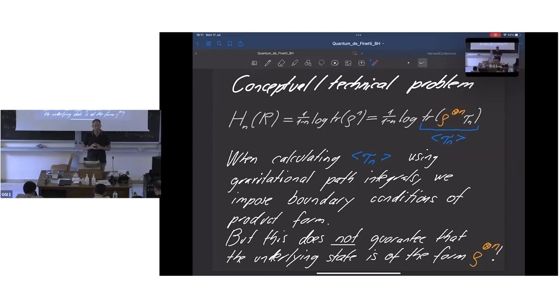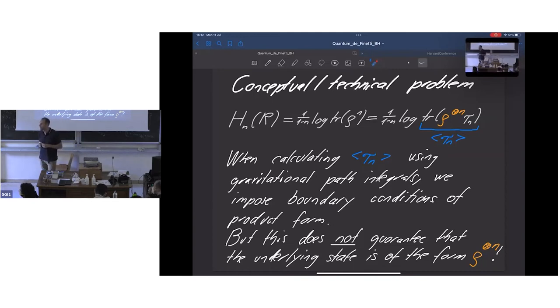So when we do a path integral, despite the fact that the boundary conditions are in product form, we have a priori no guarantee that this implicit state is actually of product form. And actually, one could say it's not, because it's the whole point of the calculation to show that there are correlations in it.